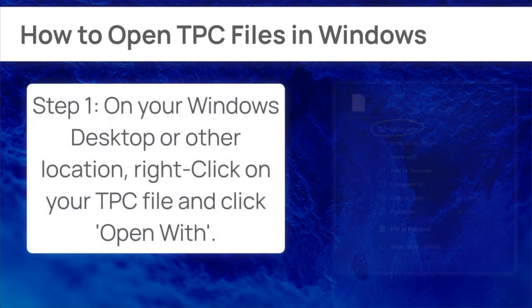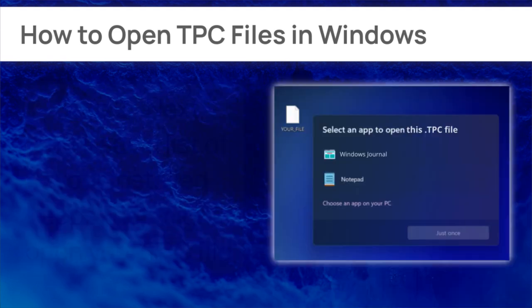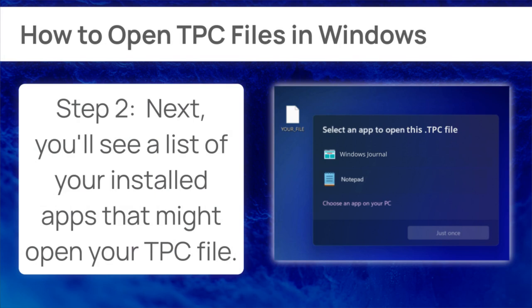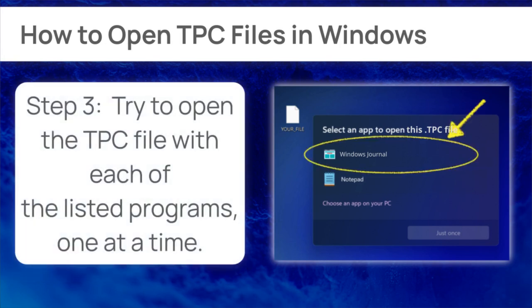Let's troubleshoot the file association error. Right-click your TPC file and select Open With. Test Windows Journal, if installed. If unavailable, choose a different app. That is often the key to unlocking the file.